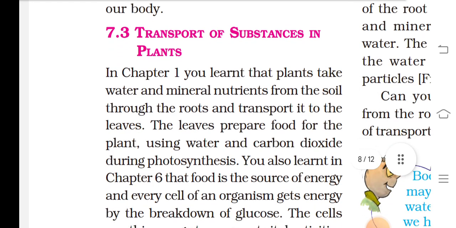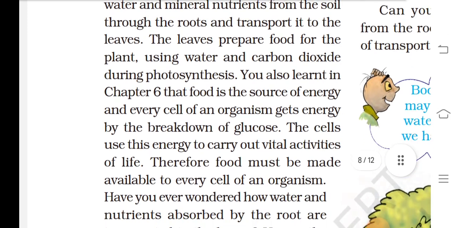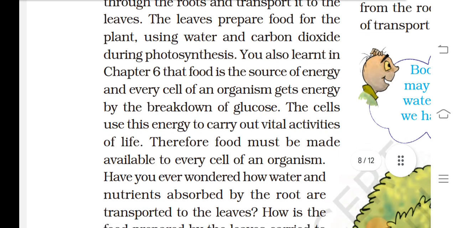Transport of substances in plants. In chapter 1, you learned that a plant takes water and minerals, nutrients from the soil through the roots and transports them to the leaves. The leaves prepare food for the plant using the water and carbon dioxide.